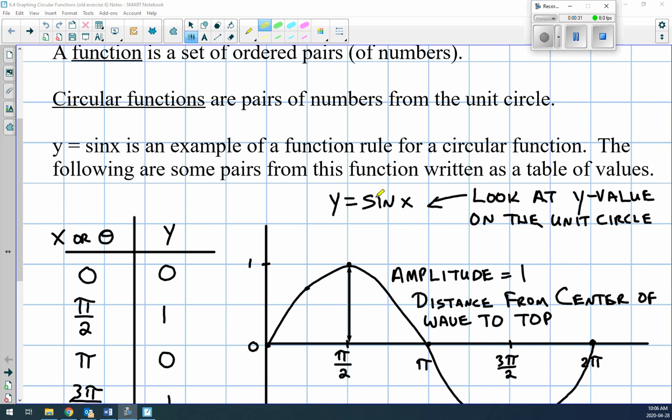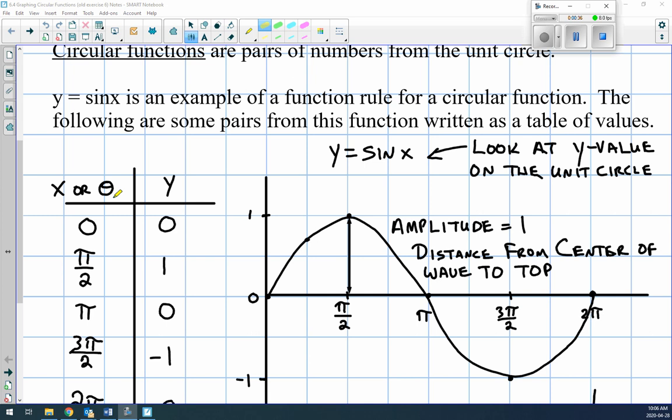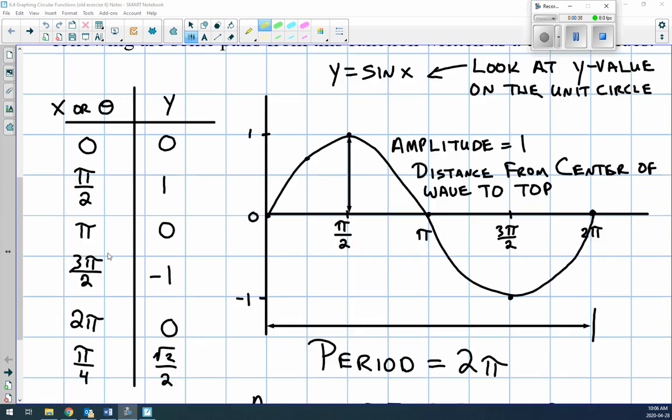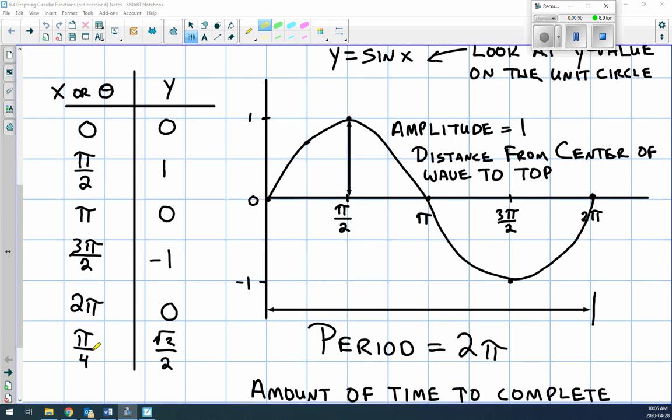So we're looking at the y values here, right? Sine is y. If we look here, we have our x and y's, or theta. On the left-hand side, instead of just regular old numbers, we're going to have radians, and these are the standard ones that we have in a unit circle: 0, pi over 2, which is 90 degrees, pi, 180, 3 pi over 2, which is 270, and 2 pi. And then we can do a pi over 4, which is the 45, just to see what it looks like. So what we do is we look at the y value.